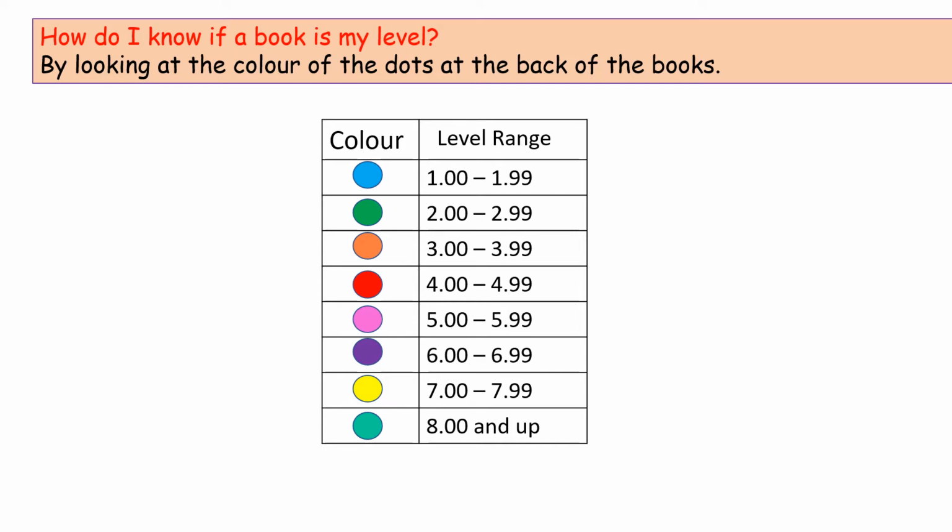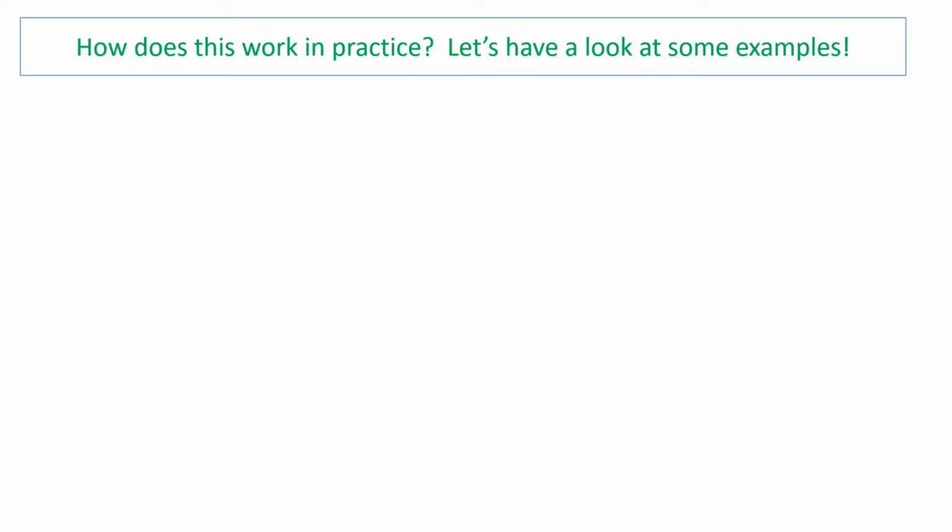We do STAR tests regularly throughout the year to measure your progress. So the first one, as I said, is done at the start of the year. There'll be another STAR test done just before Christmas, and then a third one just before Easter, and a final one in July. And that will tell us how much you've improved over the course of the year. Most children's reading levels will go across more than one colour, so let's see how this works.